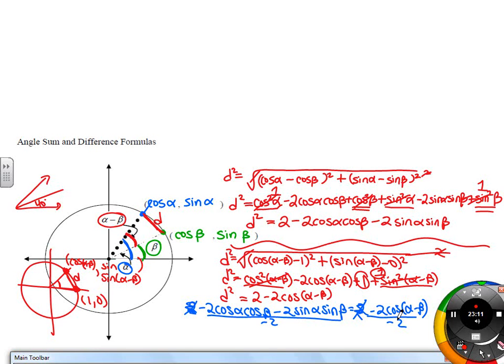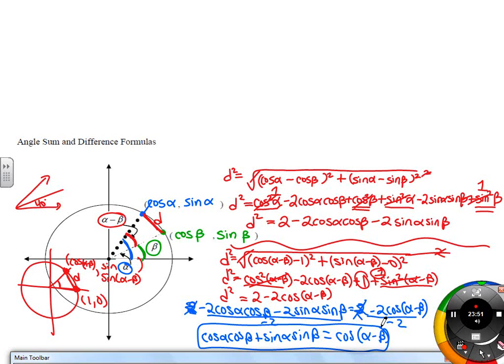And when I do that, I get cosine alpha cosine beta plus sine alpha sine beta equals cosine alpha minus beta. Whew, this is what they were aiming for. So this is the proof that this formula is allowed to exist. Okay? So this formula exists and is allowed to exist because we proved that it works in a general sense, not for a specific number, but for anything. Alpha, beta.